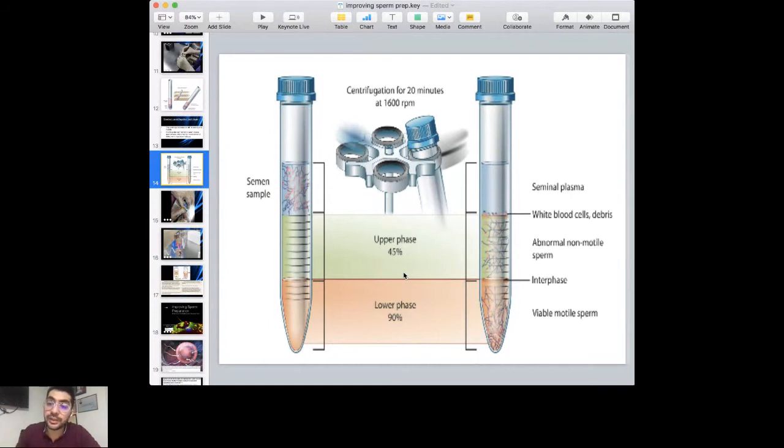But always remember that you have to counsel the patient that the risk of transmission still exists. You're only going to lower the risk by preparation, but it still exists. So always have those consents in place.